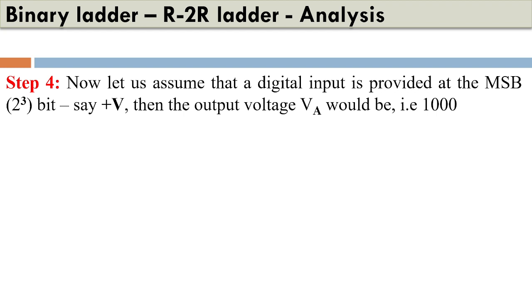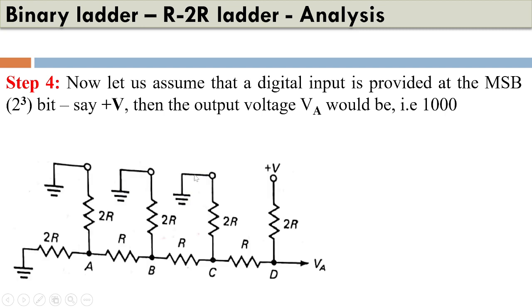we have provided a digital input to the D2A converter, where the most significant bit, that is 2 to the power 3, has been connected to, say, plus volt V. Then the output voltage VA that we will compute would be for 1000. That is the digital input, and we'll be computing the output voltage VA with respect to the digital input voltage V. So let's see the circuit.